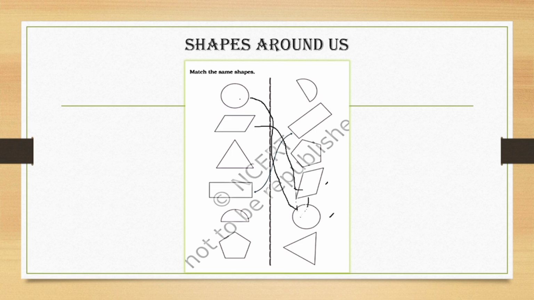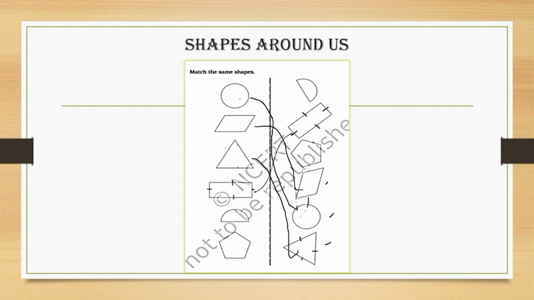The next one is a triangle. Where is the triangle in the right side? This is a triangle, right? Three sides. 1, 2, 3. Okay, here also 1, 2, and 3. So we will match this. And the next one is a rectangle. How many sides? 1, 2, 3, and 4. Here we can count 1, 2, 3, and 4.